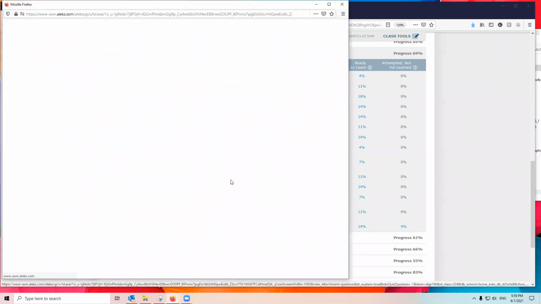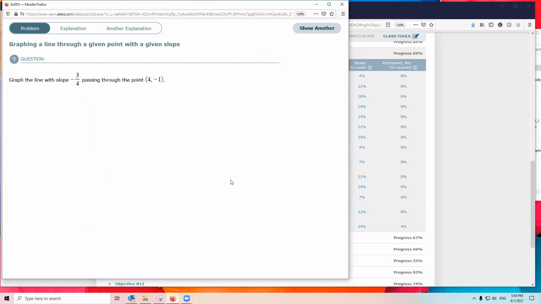Let's do another similar example here. All right. So here's an example that says graph a line that has a slope -3/4 and passes through this point (4, -1). Well, if it passes through the point (4, -1), I can go plot that point right away. So let me go plot that point. I'm going to go over 4 and down 1. So here is the point (4, -1). I know the graph has to go through that point.